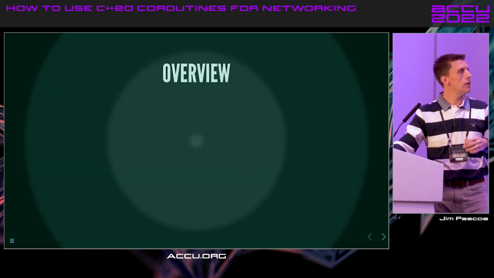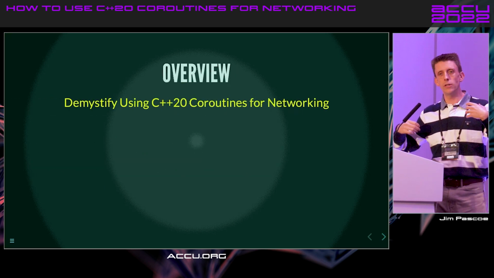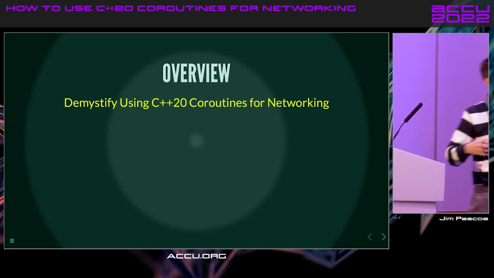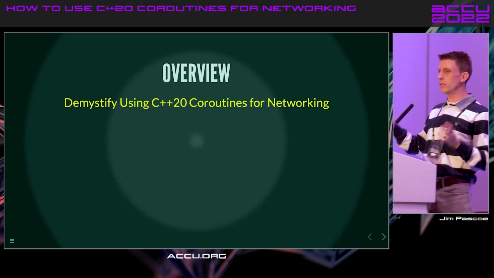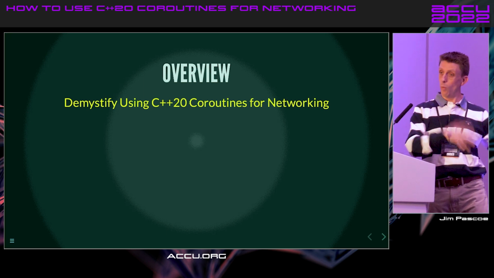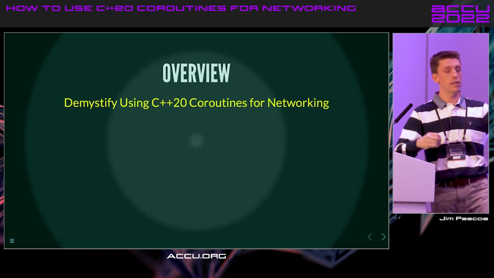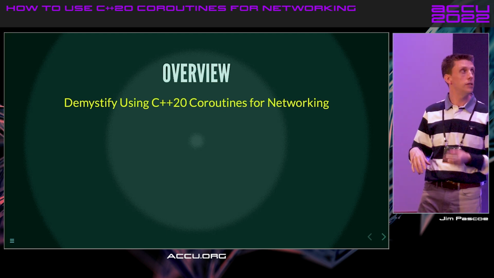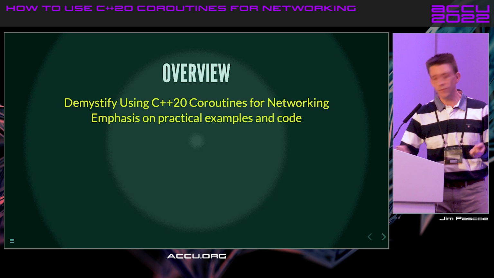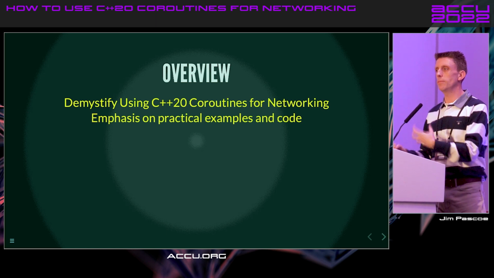So what I want to do is demystify using C++20 coroutines for networking. If your goal is to understand and learn about what's in C++20 for coroutines, particularly in the context of networking, then that's the objective of my talk. The emphasis is going to be very much on practical examples in code.